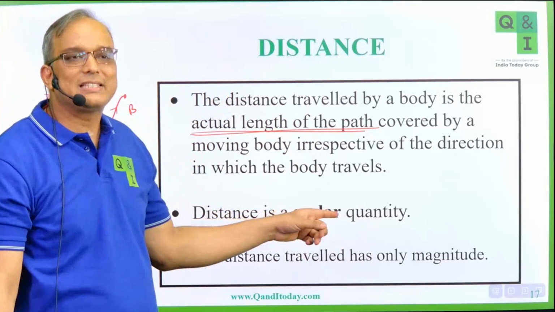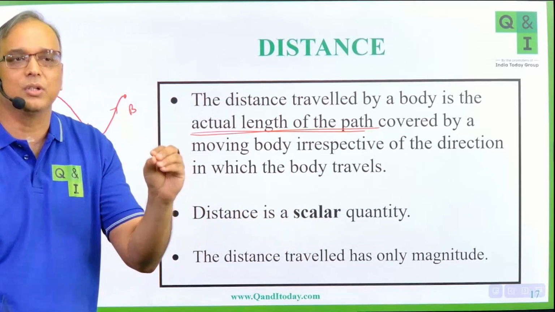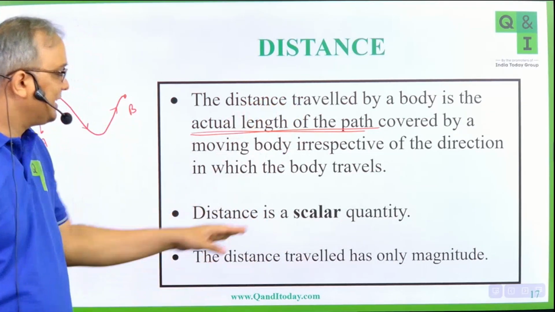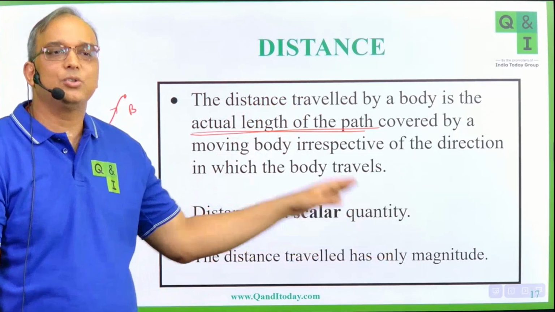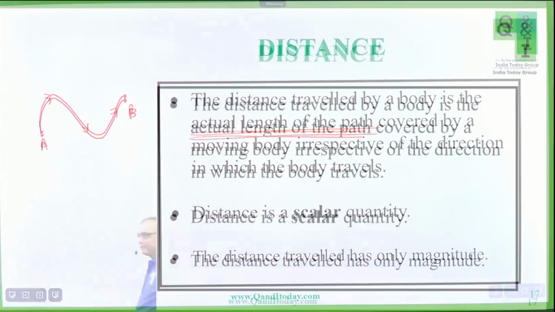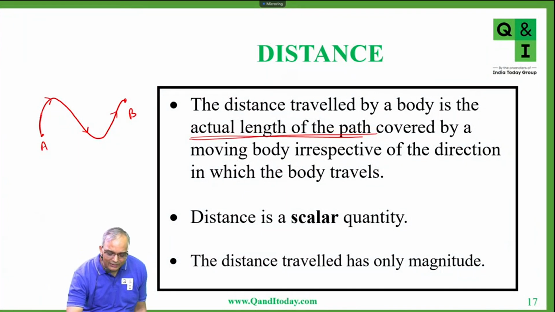Now distance is a scalar quantity because there is no direction. We only mention the magnitude. Magnitude would be the length of that path. Distance traveled has only magnitude. That's why it is a scalar quantity. So this length of the path would give you the distance. Okay.